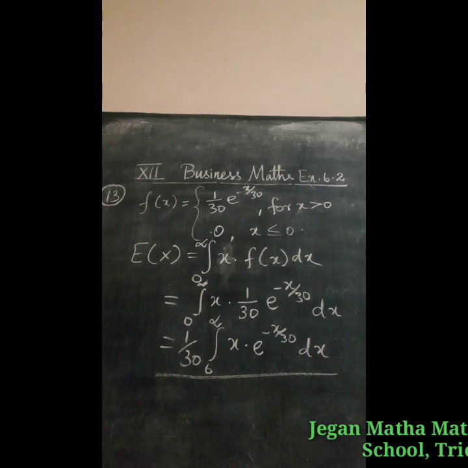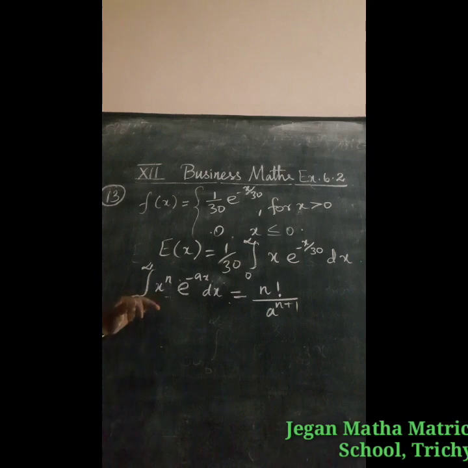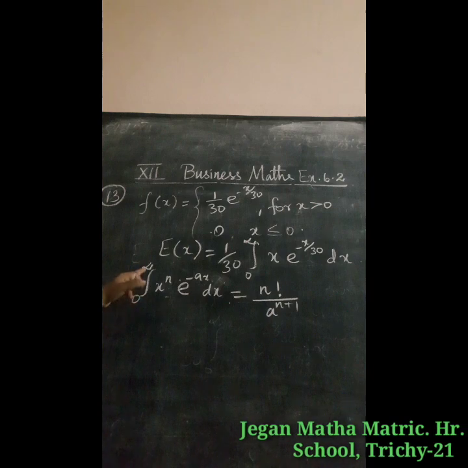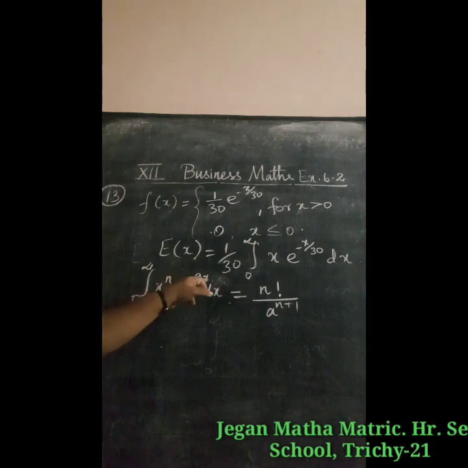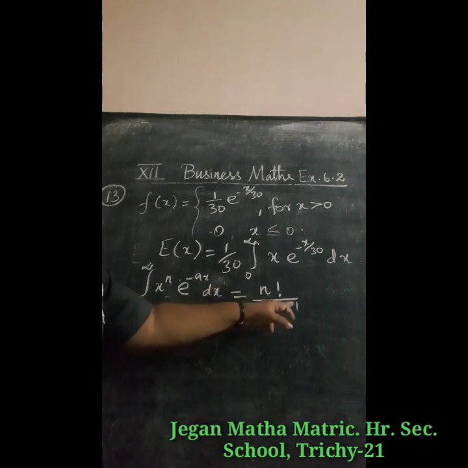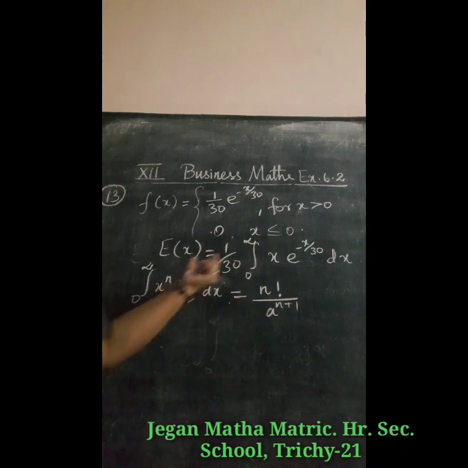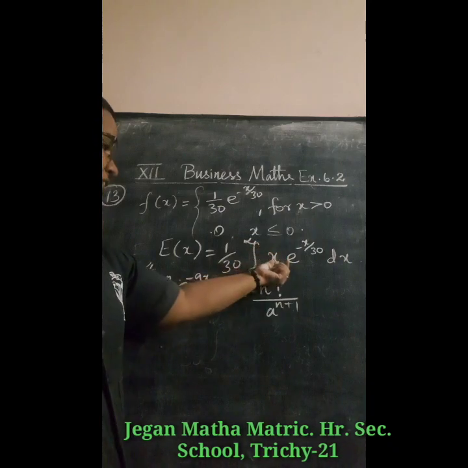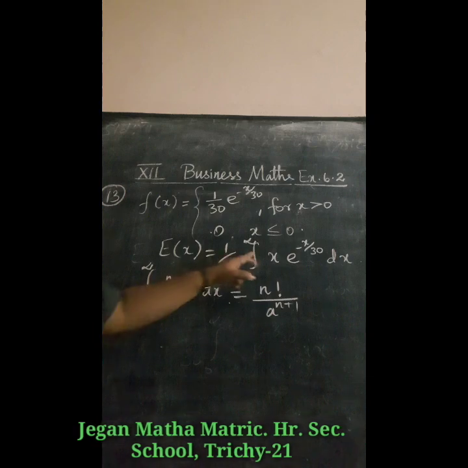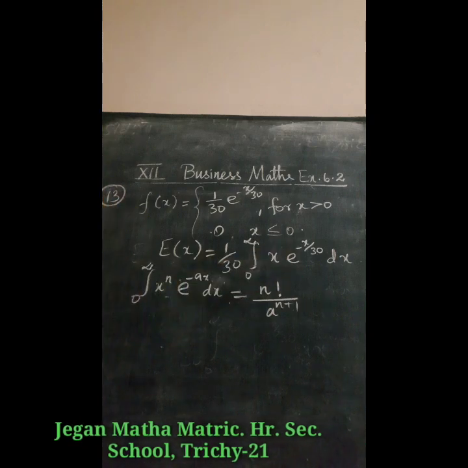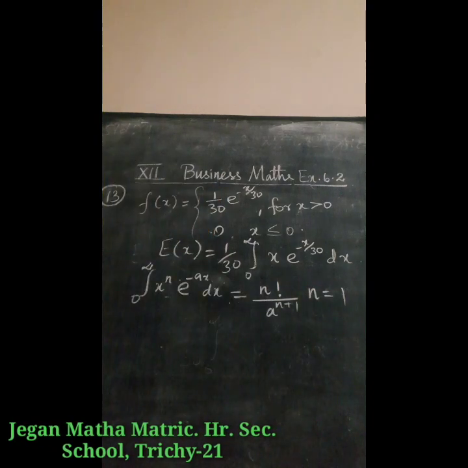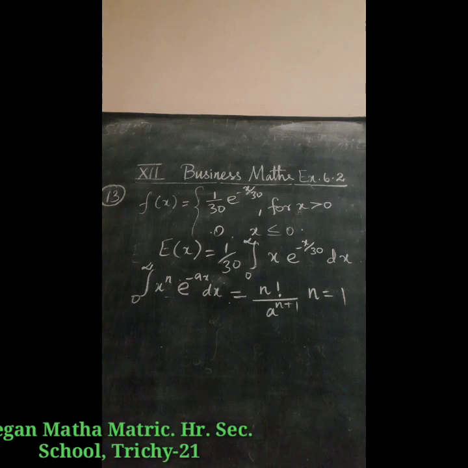Let us see. According to the formula, we are going to integrate this one. Integral of 0 to infinity x power n e power minus ax dx is equal to n factorial divided by a power n plus 1. Comparing this formula to the equation, that is x into f of x dx, it means x power n. So what is x power n? So n is equal to 1, because the x power value is 1 only.